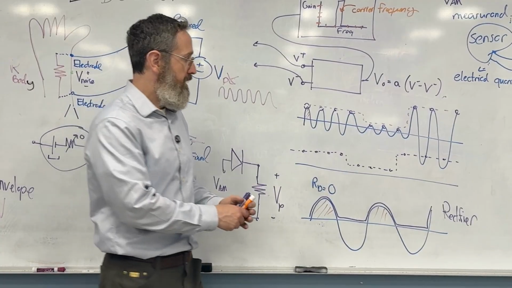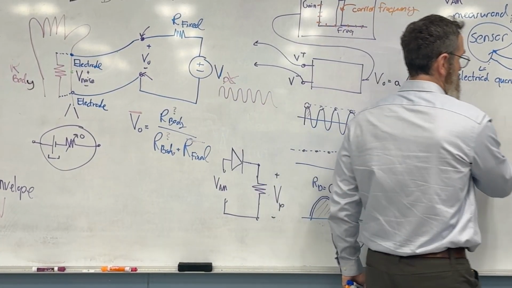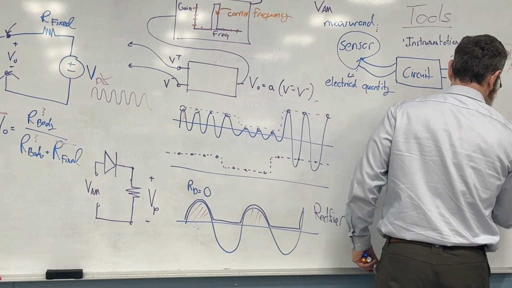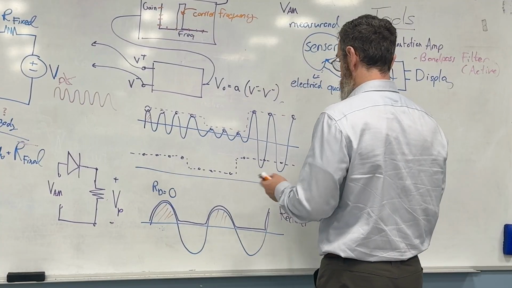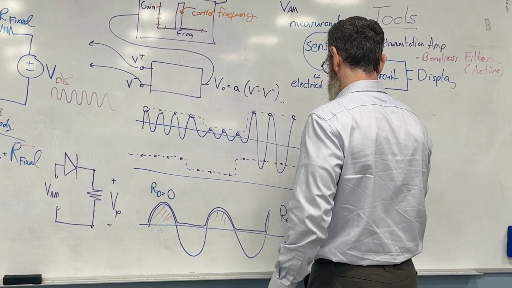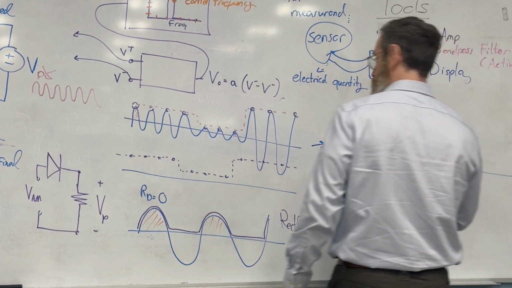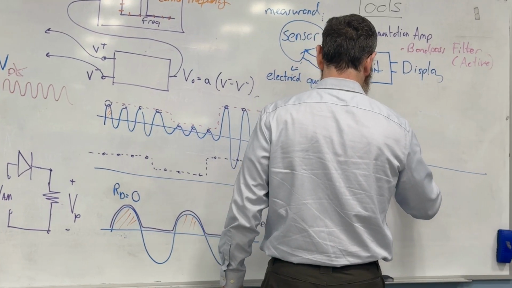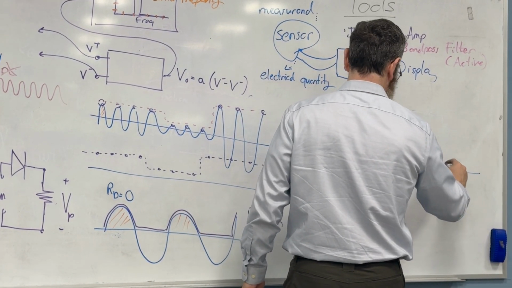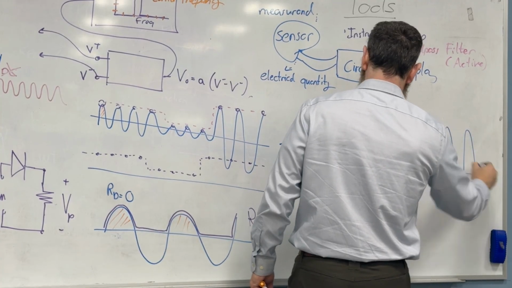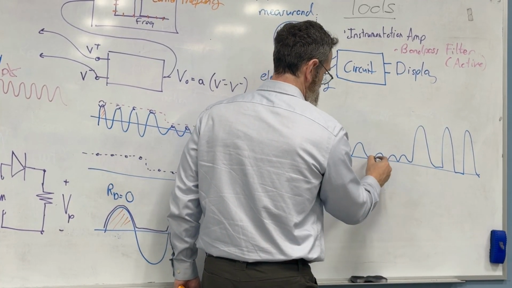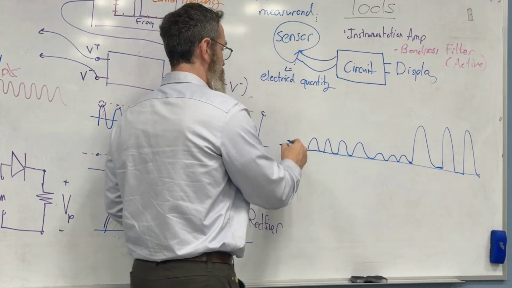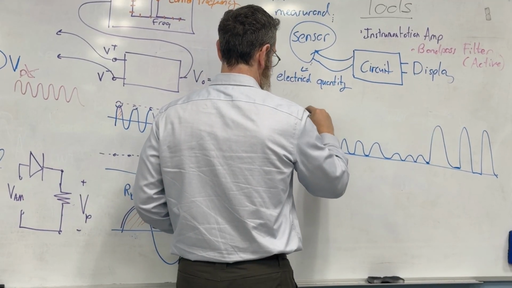Because now, what this would look like post rectifier would be, I'm not going to get all the 2, 3, 4, 1, 2, 3. I should have made these flatter. Okay, that's post diode.